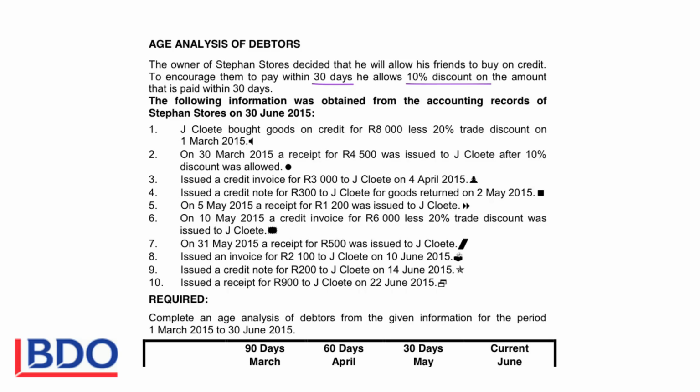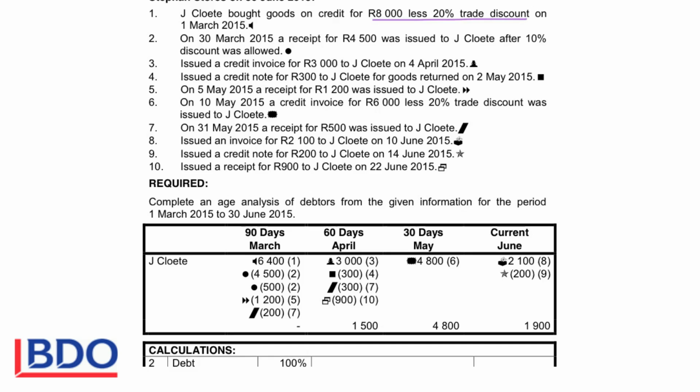J. Kluter bought goods on credit for $8,000 less 20% trade discount on the 1st of March. When we want to determine the age analysis, how long it takes the debtors to pay their accounts, we will record the sales in the month that the sales took place so that we can determine how long it takes them in that month to pay for it.